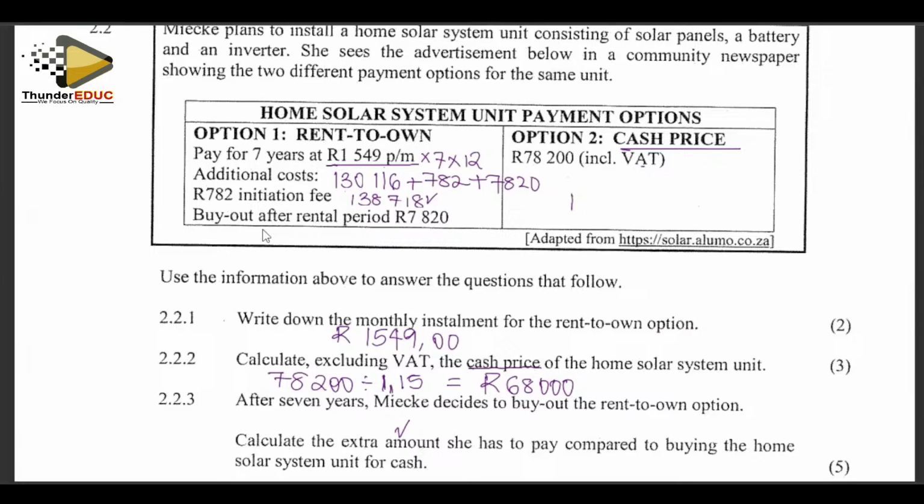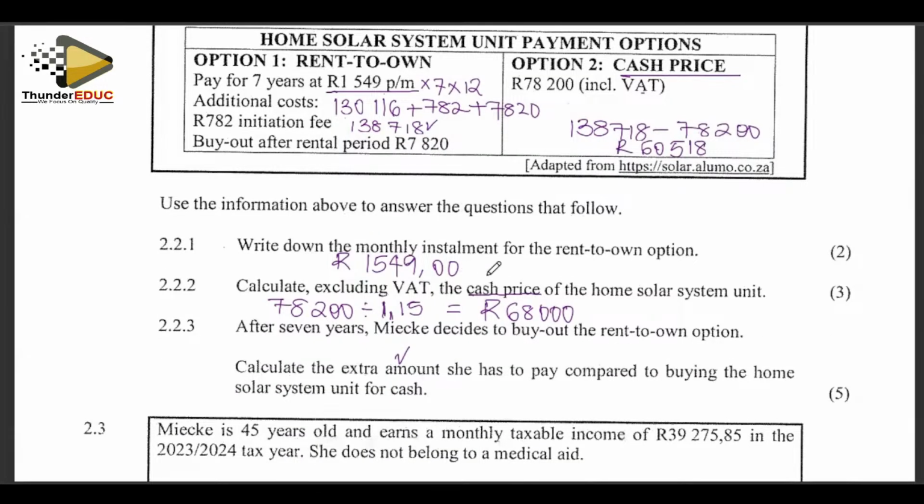Now you're going to subtract, minus 78,200. And the difference is 60,510. This is the difference. That's how much extra you would have paid.